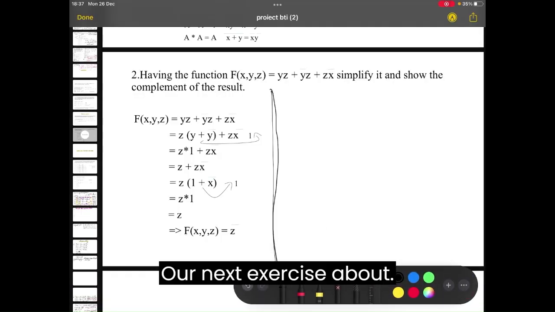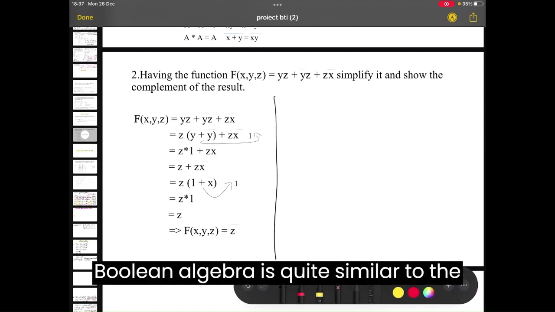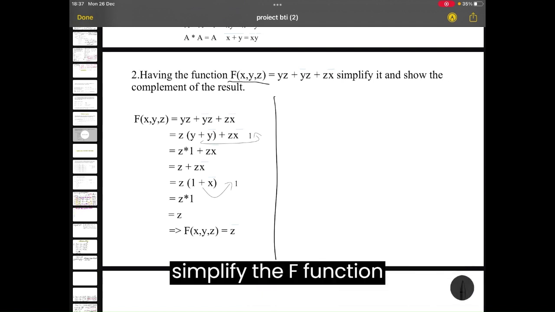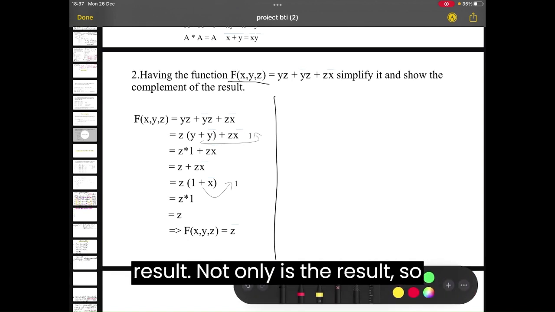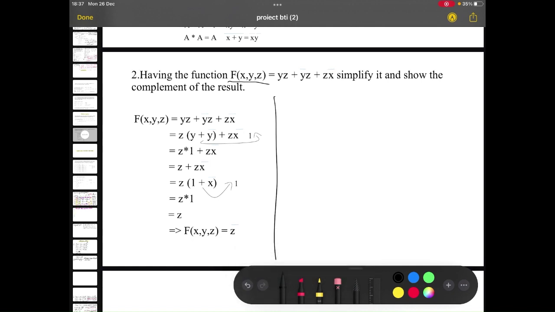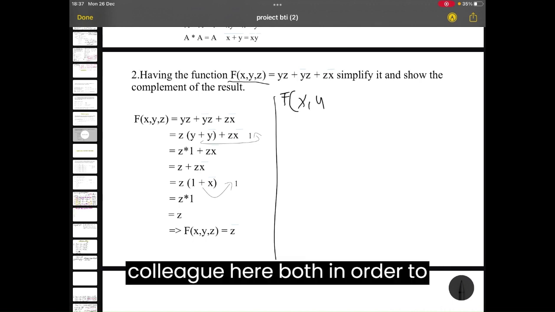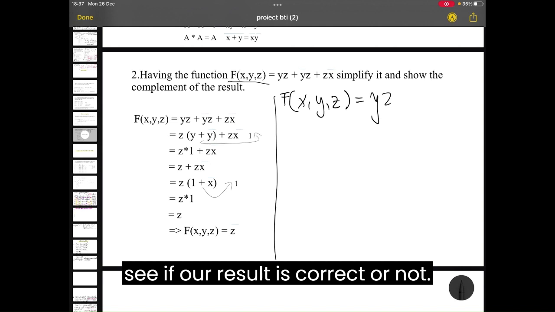Our next exercise about Boolean algebra is quite similar to the first one. It asks of us to simplify the f function and show this time the complement of the result, not only the result. So we will be working along with what my colleague here wrote in order to see if our result is correct or not.